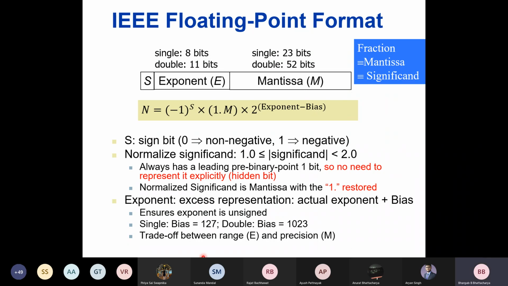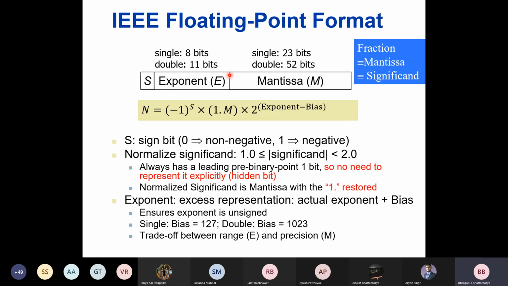Okay. So one thing, as you said, that the exponent is responsible for determining the range. That means how large or how small the number could be. And the mantissa is the precision, right? That means after the binary point, how many digits are there?